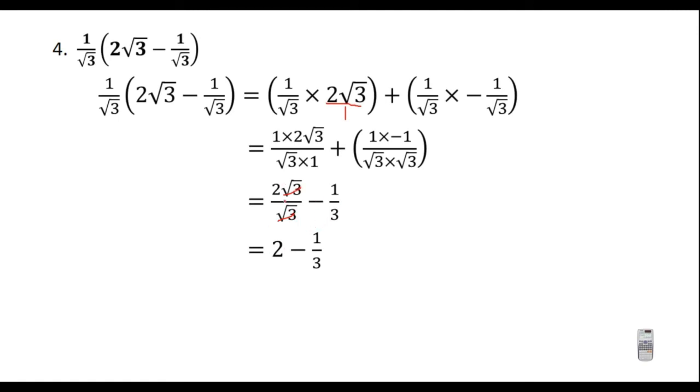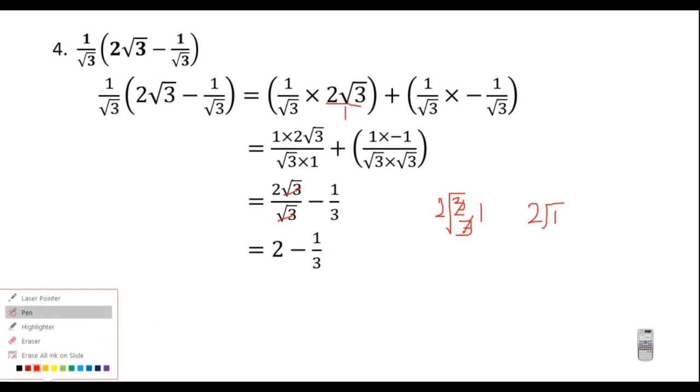In the same way, this one is also the same as 2 square root of 3 divided by 3, so that the 3 will cancel the 3 to give us 1. So we are going to get 2 square root of 1, and we know that square root of 1 is the same as 1, so 2 times 1 will give us 2, then minus 1 over 3.